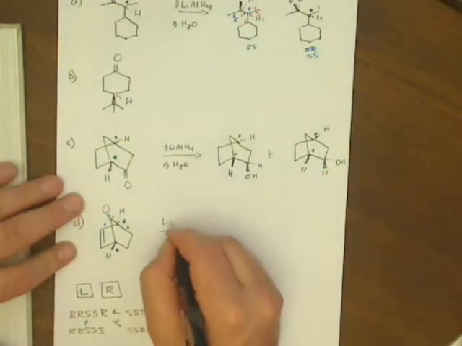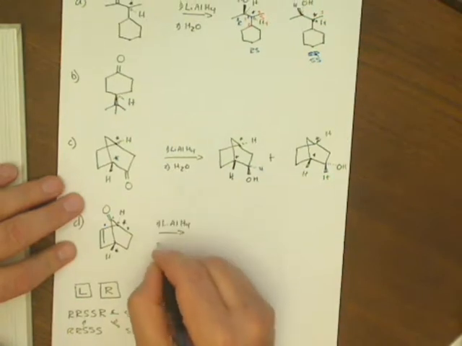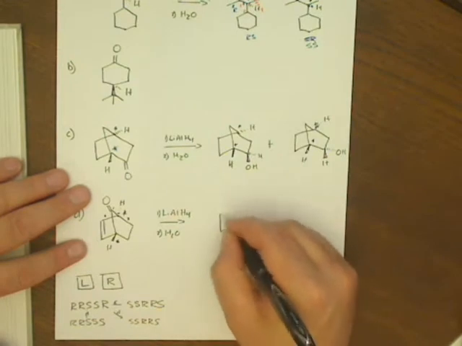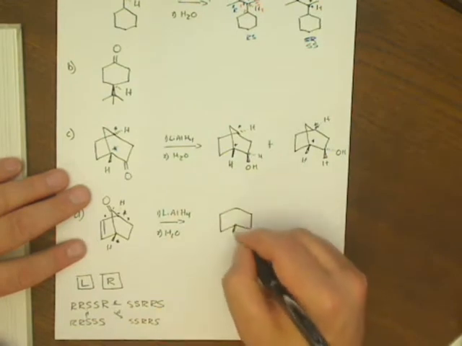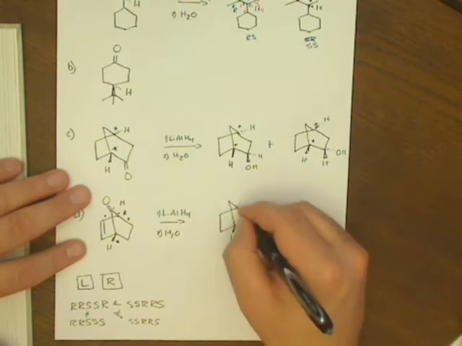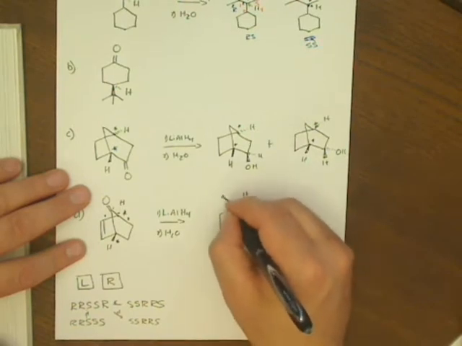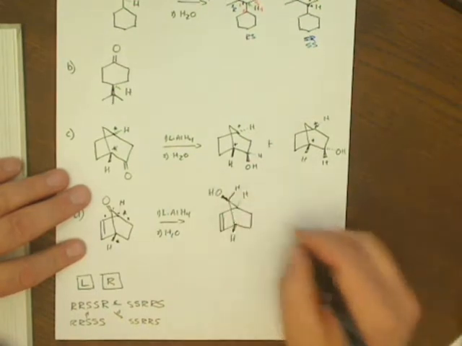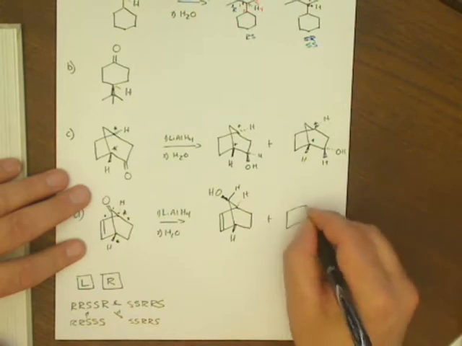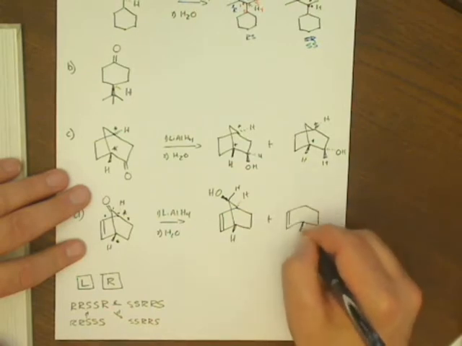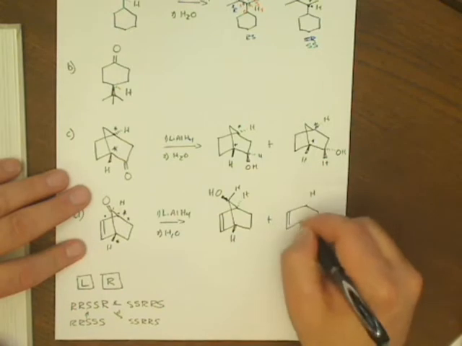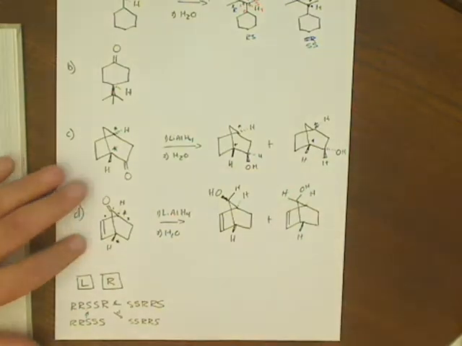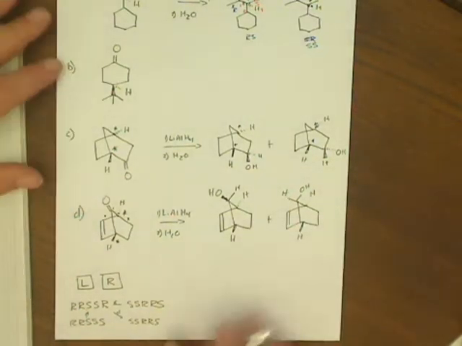In this case, LiAlH4 followed by H2O, and we get two possibilities. And those are diastereoisomers of one another.